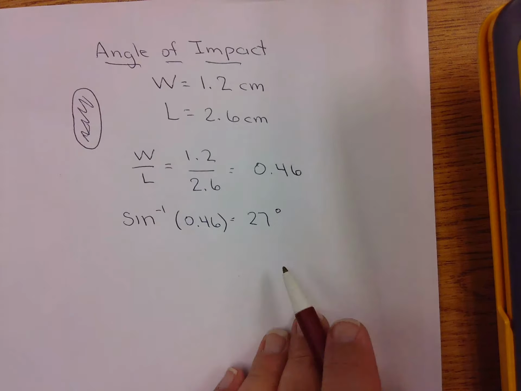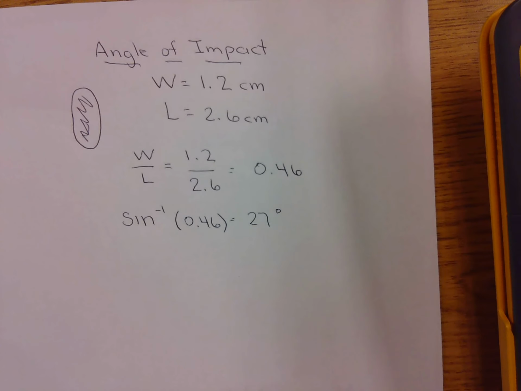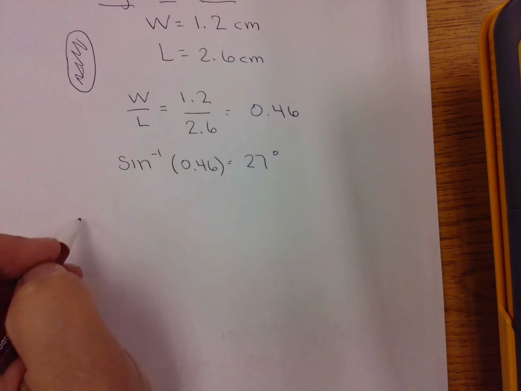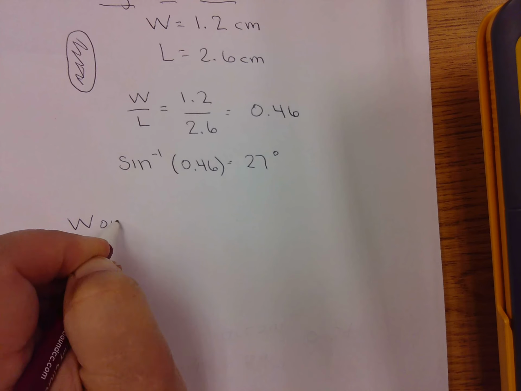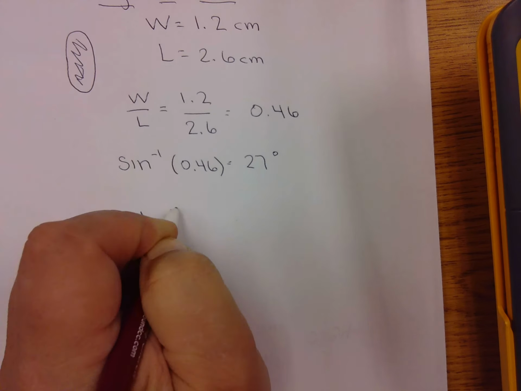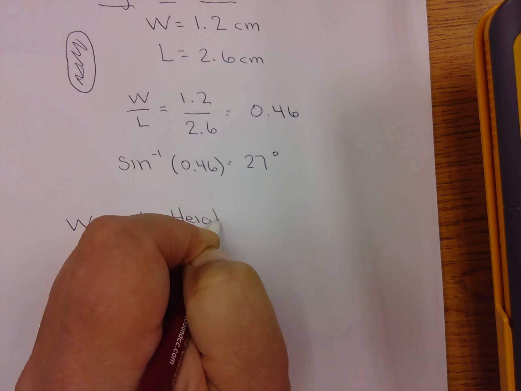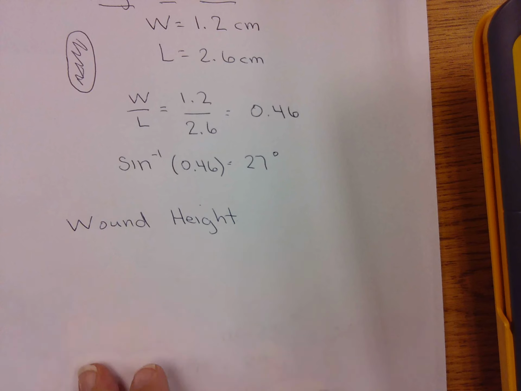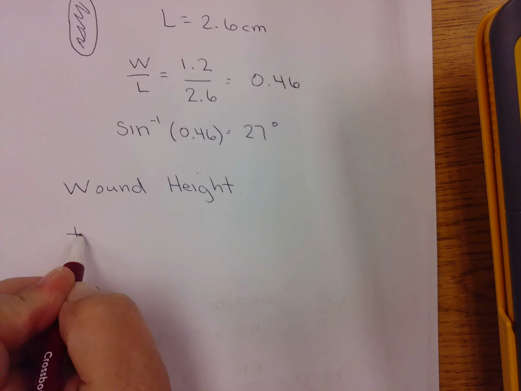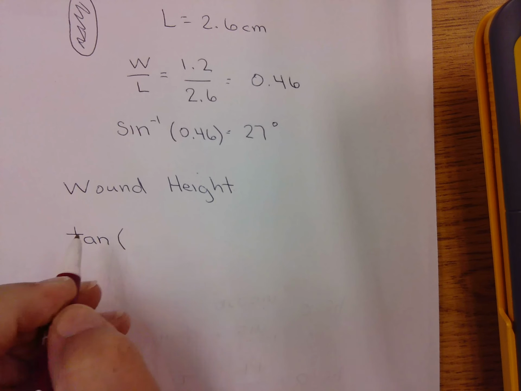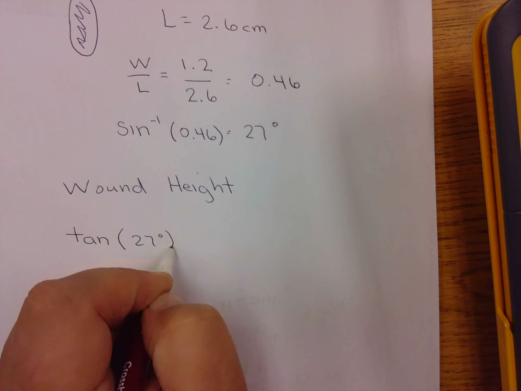Okay. Then I can use that number. So that's the angle that the blood was traveling. Anyway, then I can use that number to next calculate the wound height. And in order to calculate the wound height, you take the tangent of whatever that angle is, 27 degrees in this case.